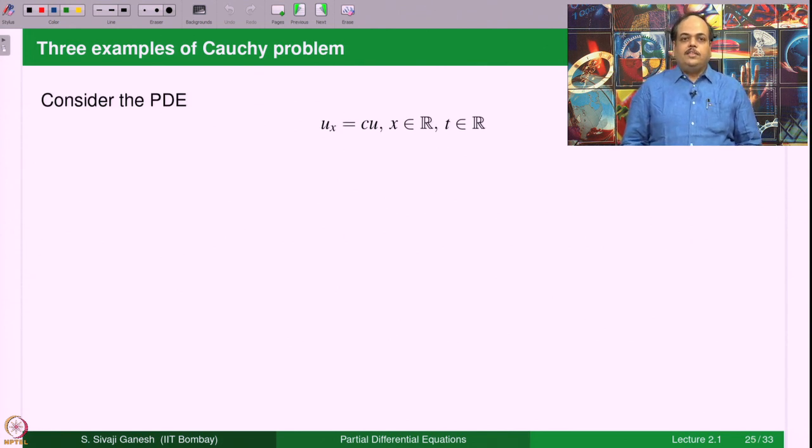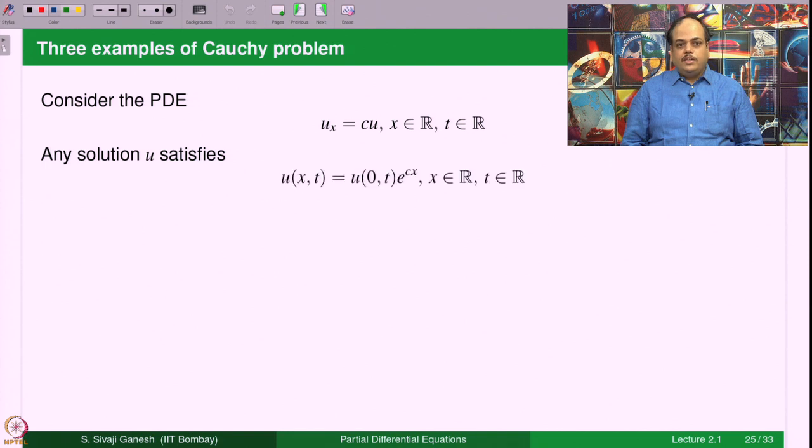Okay, let us look at a very simple first order PDE. It is u_x equal to cu, c is a constant. We will look at special constants later, c equal to 1 and minus 1, in the case of initial boundary value problems. Here c can be any real number. It is posed for x in R and t in R. You do not see t in the problem, so it is actually an ODE, and from our ODE knowledge, we can solve this. Any solution must satisfy u(x,t) equal to u(0,t) times e power cx.